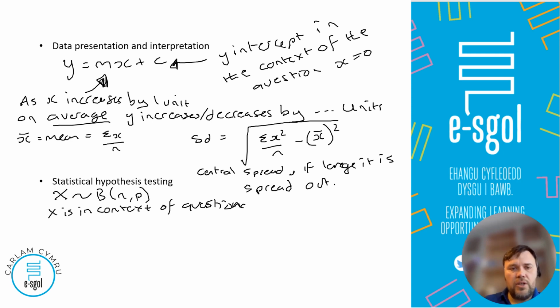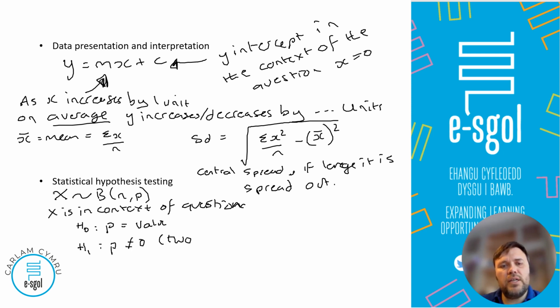Once you've done that, you're going to write down the null hypothesis, H0, and that is p is equal to a value. That value you will take from the question. Then your alternative hypothesis, which is H1, p. If it is not equal to the value, then it is a two-tailed test, and you have to halve the percentage. So if it was a 5% two-tailed test, you divide by 2, so you'd be looking for 2.5%. If it was 1%, then you'd be looking for 0.5%.